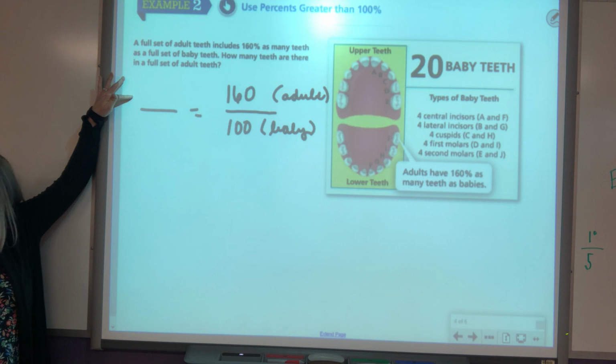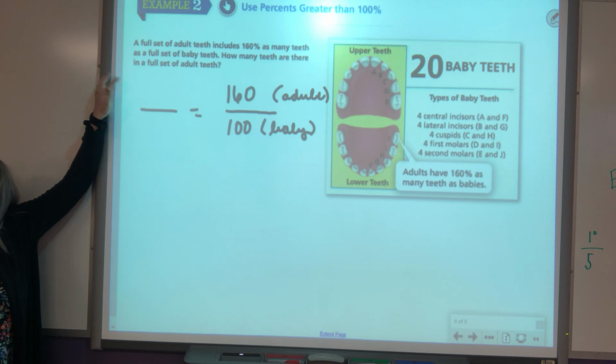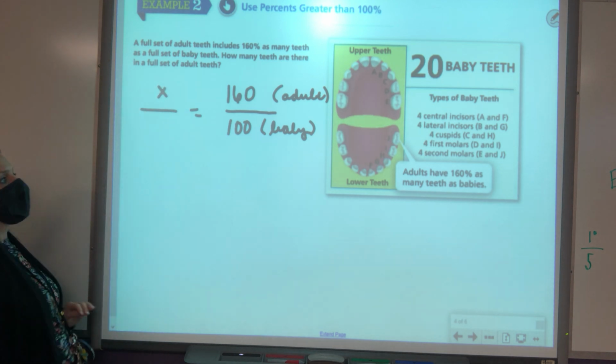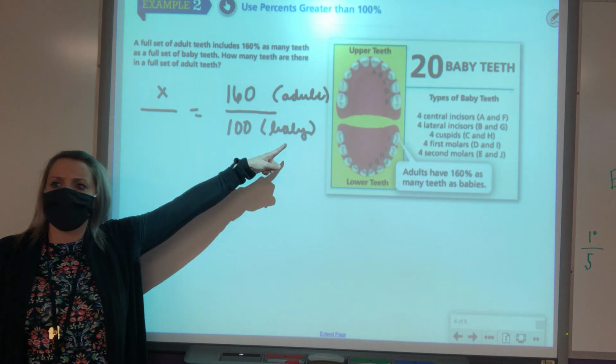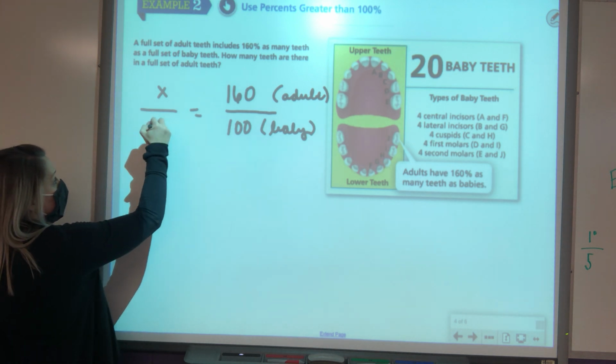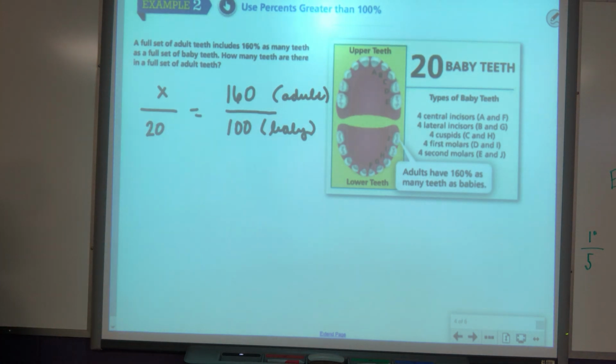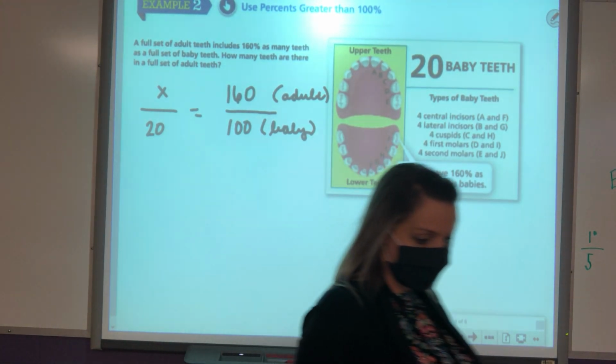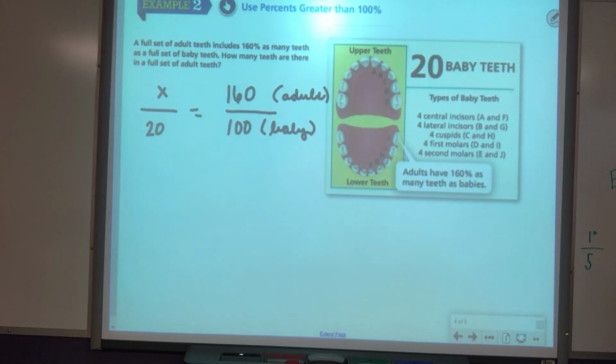Do we know how many teeth we have as adults? Right now, you could probably count. Do you know right now, though? No. Okay, so what if we don't know something, what are we going to do? Now, 100% of the baby teeth, what value is 100% of all your baby teeth? 20. What are we going to do now? Okay, we can cross multiply.